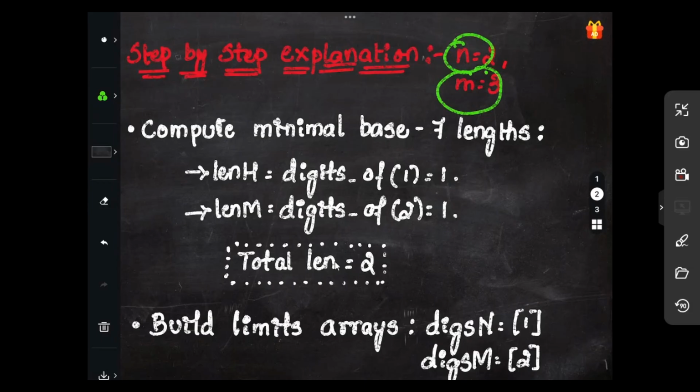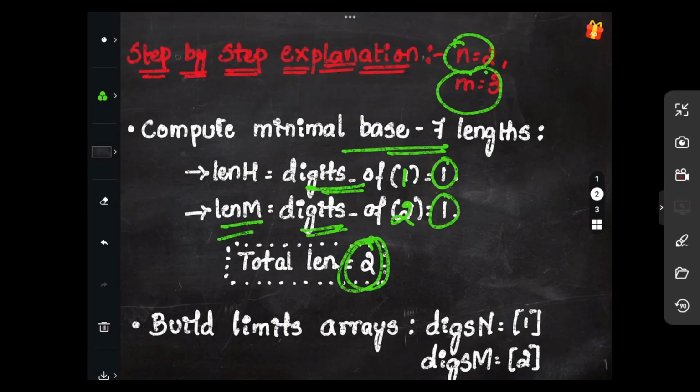First we have to calculate the minimal base sum and length, right? So length h is nothing but the digits of 1, so the value is 1, because we are computing the minimal base sum and length. For length m also, in this case, digits of 2. Here for n we have 2, so we have to consider 1 and 2 both. So total length we have here is 2.